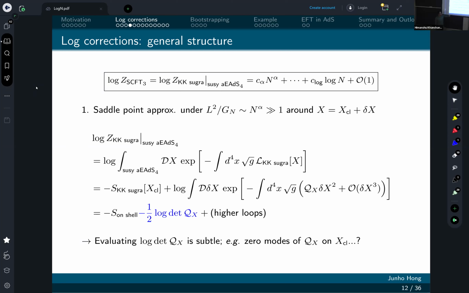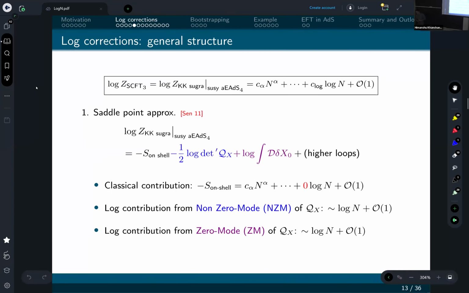But computing this one-loop determinant is already quite subtle. It has UV cutoff issues, IR cutoff issues. And one of these issues is the existence of zero modes. That means if you have eigenfunctions with zero eigenvalues, then you get log of zero, because the determinant becomes zero because of zero eigenfunctions. And it's divergent, so you need to treat this carefully.